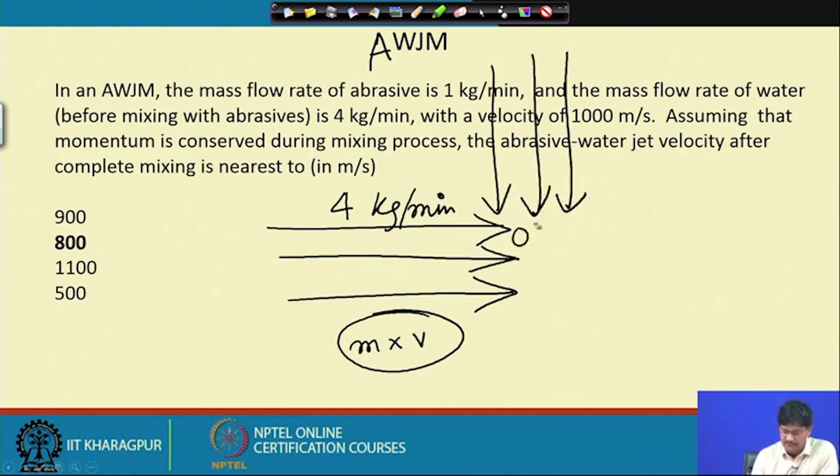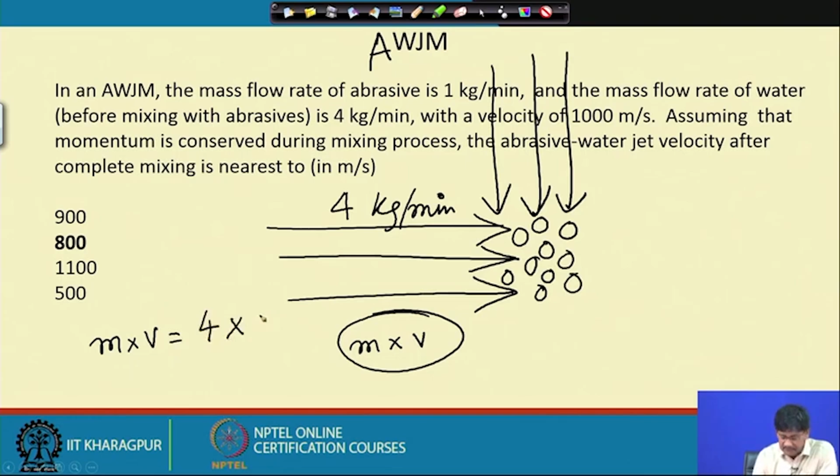What is the abrasive velocity? Practically 0. The abrasives have no velocity to contribute. So, ultimately, if we are following this, momentum is conserved, we have to assume that whatever momentum is carried by the water into the mixing chamber, that is the only momentum available. So, m into v here means 4 multiplied by 1000.